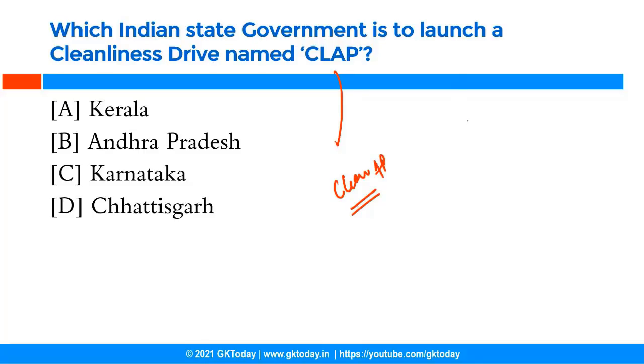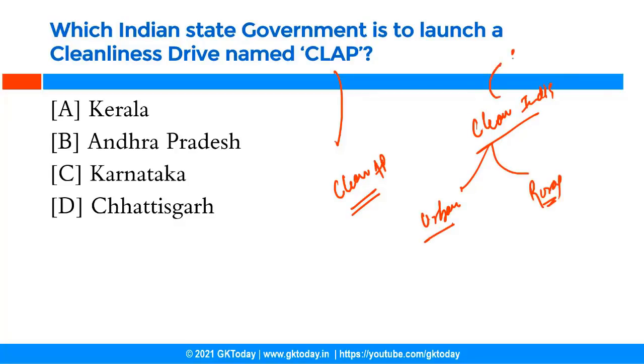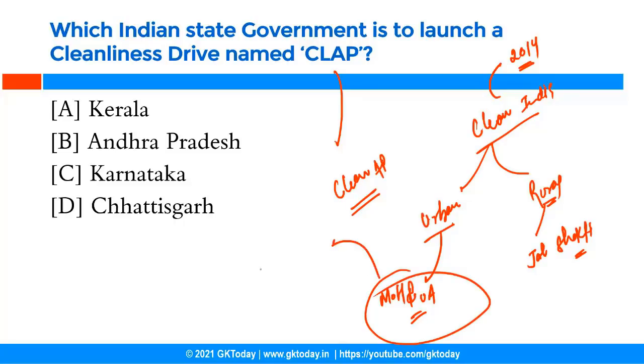Now at central level we have a scheme Clean India, and this scheme has 2 components. One is urban component and second is a rural component. This scheme was launched in 2014. This urban component is managed by Ministry of Housing and Urban Affairs. Rural component is managed by Ministry of Jal Shakti. Recently, Ministry of Housing and Urban Affairs was in news as it launched a scheme of loan for street vendors. Answer in comment box what is the name of that particular scheme.